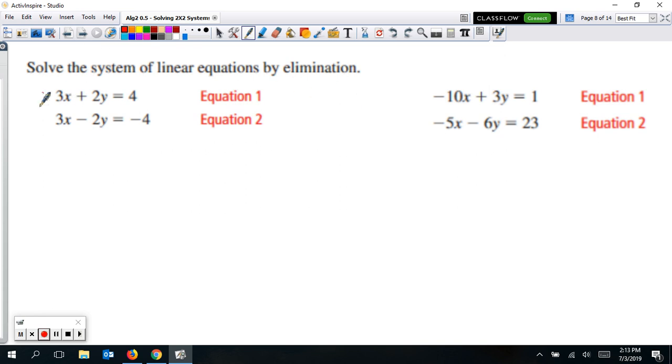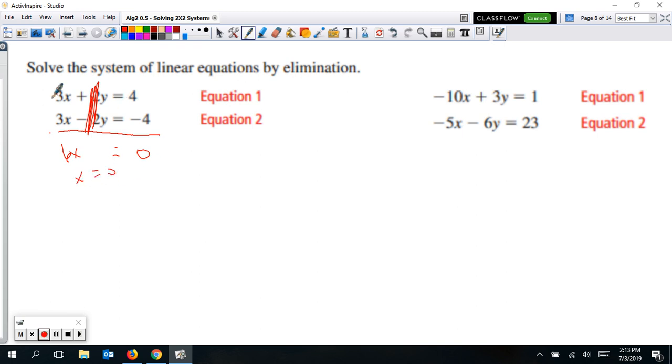So for this first one, it is already set up. You can see these two, we don't have to multiply anything. We already have these two set up where we can now just go ahead and add these together or combine like terms. And so these are going to be the ones that cross out, the 2y and -2y. So we combine the x's, that's a 6x. Combine over here, it's going to give us 0 because that's going to cross out. So this means x equals 0.